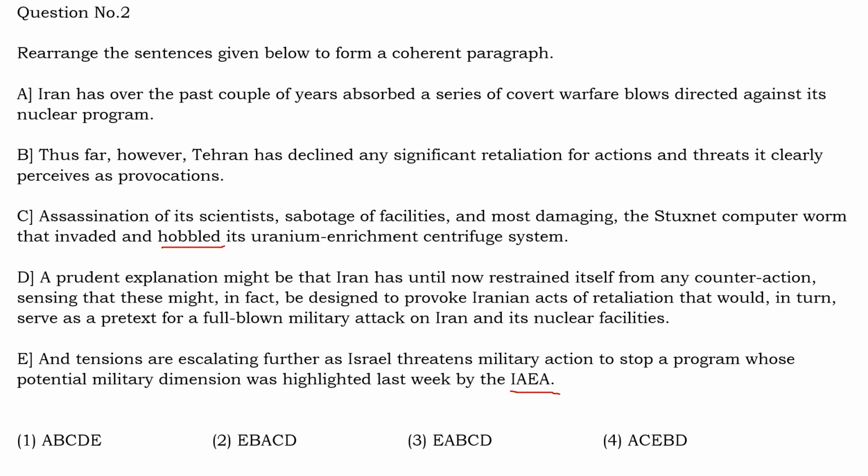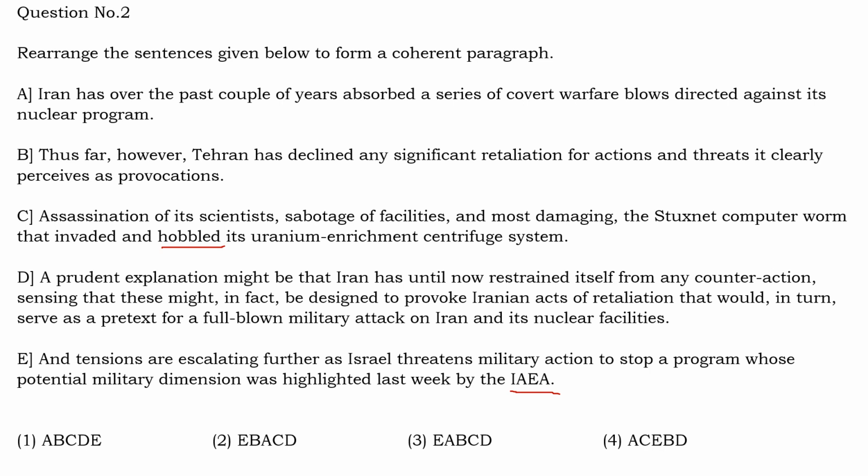All right. So by reading the statements, you can understand that the context we are talking about is Iran's nuclear program, which has suffered a lot of direct attacks. Who is doing the attack, we don't know, but a lot of direct attacks have happened, but Iran has not retaliated against these attacks, and the reason for not retaliating is also given. The explanation, statement D, says that it could be because if Iran retaliates against the attacks, then that retaliation will be taken as an excuse or a pretext for further direct attacks or a full-blown military attack against Iran and its nuclear facility.